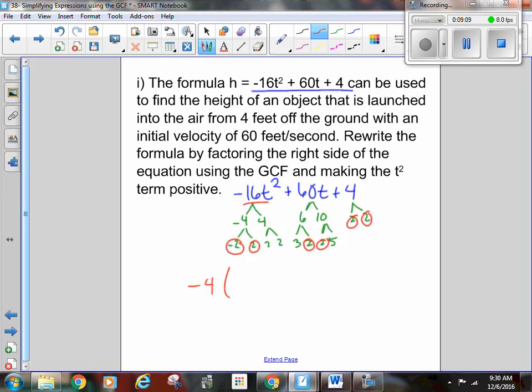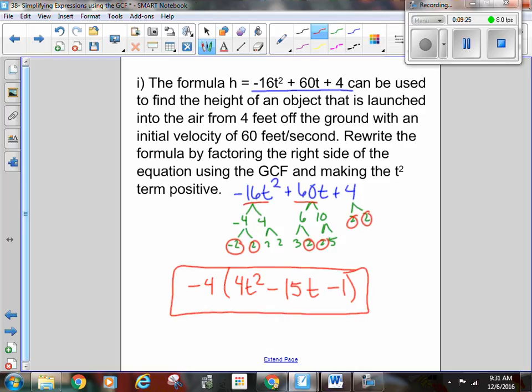So negative 16 divided by negative 4, I'm left with 4t squared. Now I'm going to take a positive 60 and divide by a negative 4, so I'm left with a negative 15t. And I have a positive 4, and I'm going to divide out a negative 4, so I'm left with negative 1. There you have it.